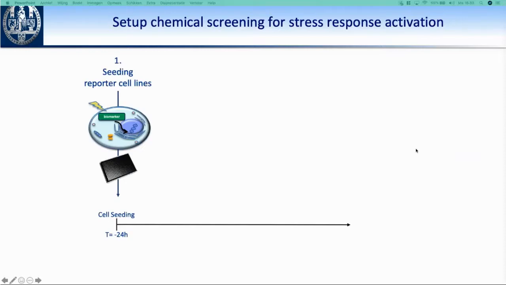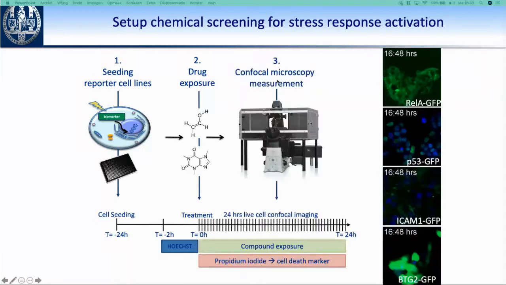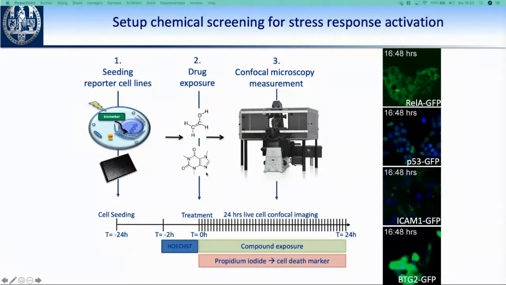So a typical chemical or nanoparticle screening setup is first seeding the HepG2 reporter cell lines in a 384 well format, and then performing Hoechst staining to visualize the nuclei, followed by drug exposure or nanoparticle exposure, and then doing confocal microscopy to follow the activation over time. So we can do live cell imaging, where the plates are kept at 37 degrees, and we can image each single well every hour, for instance, for 24 hours or even up to 72 hours in this 2D setup.